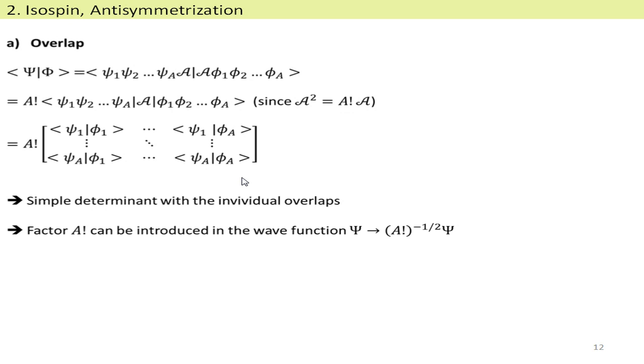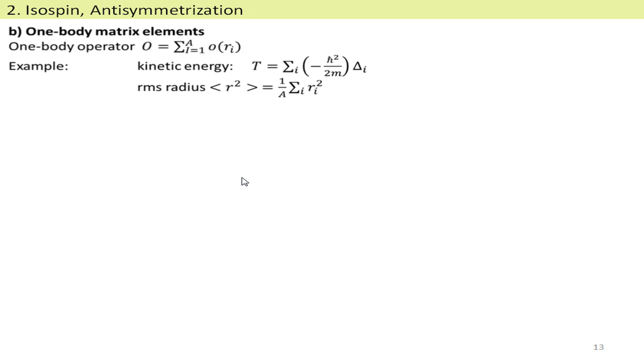You just include this factor, and then the overlap between your two wave functions is just a Slater determinant. So the overlap is very simple. So now let's look at the one-body matrix element. So as I said, two examples are the kinetic energy or the RMS radius.